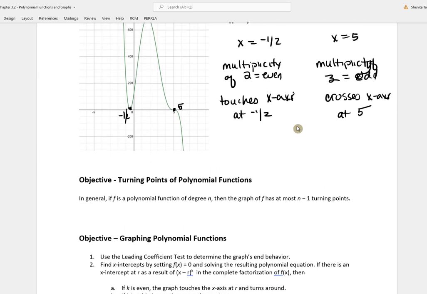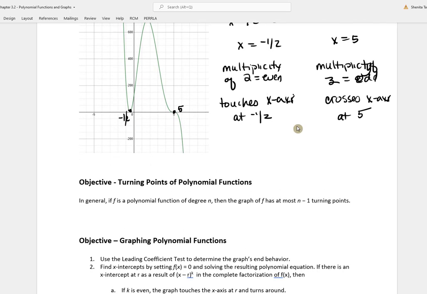All right. So the next part talks about the turning points of polynomial functions. In general, if f is a polynomial function of degree n, then the graph of f has at most n minus 1 turning points. And we're going to keep that in mind when we do this next video. Okay? Degree n, that's the highest degree of your polynomial. So whatever the highest exponent is, you subtract 1 from it, and that tells you how many turning points you have.